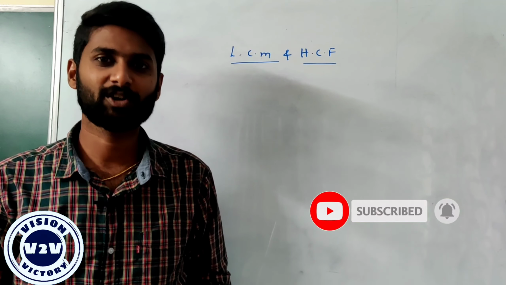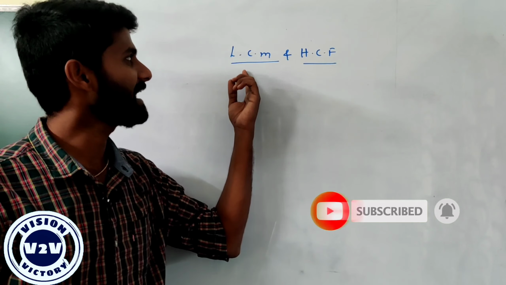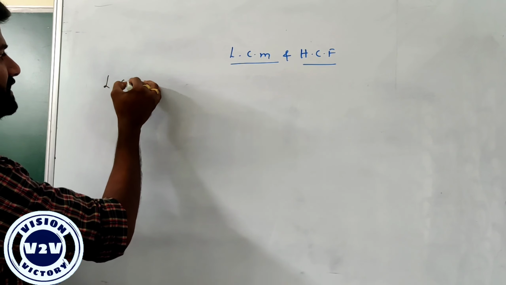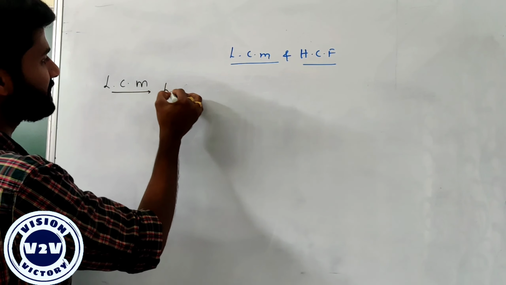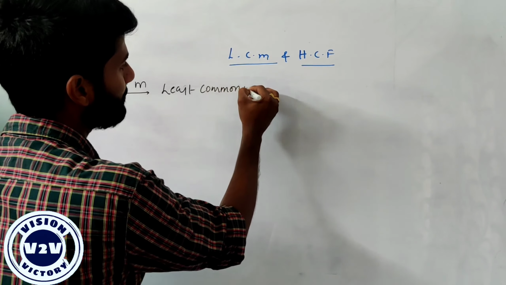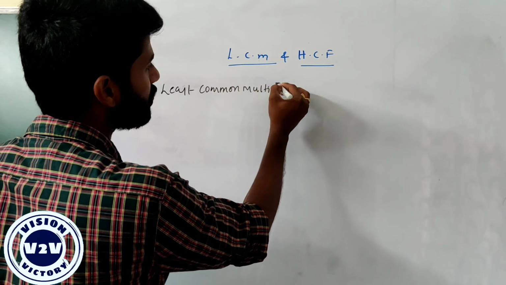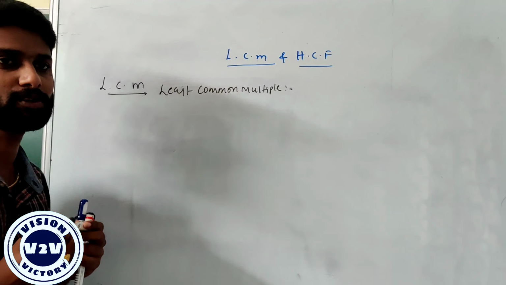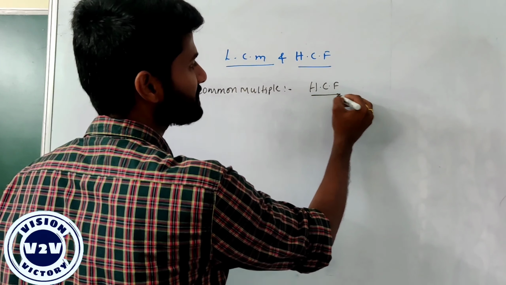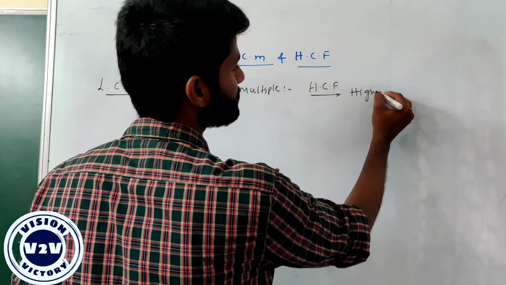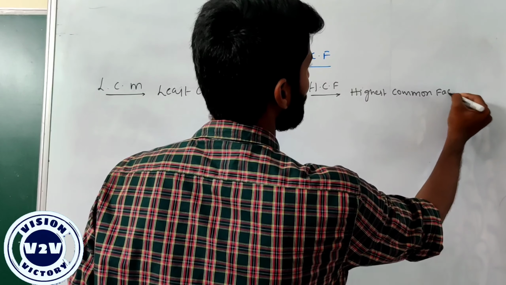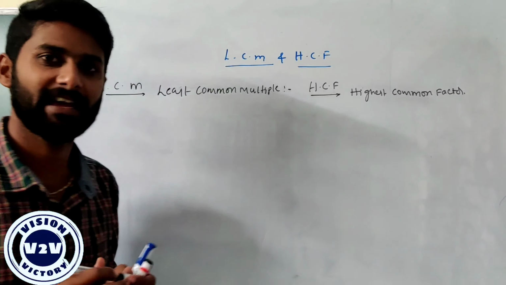So we'll go with the second topic in aptitude, that is LCM and HCF. First see what is the meaning of LCM. LCM deals with the least common multiple. Those terminologies are related to the LCM. Same thing, HCF. The HCF deals with the highest common factor. So these are the meanings of LCM and HCF.